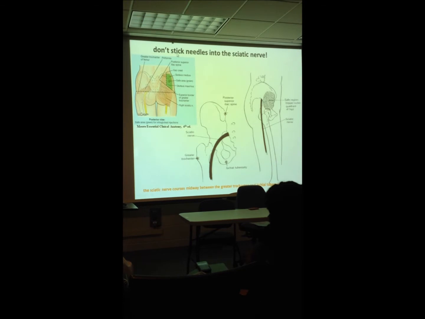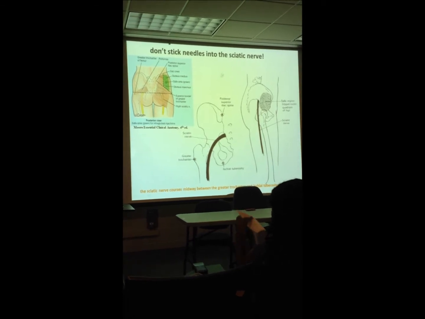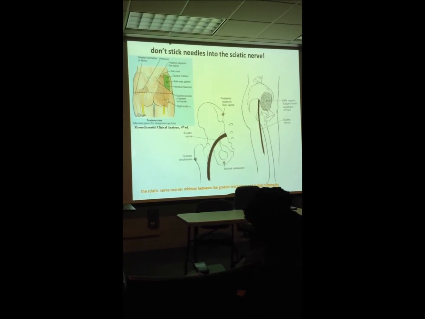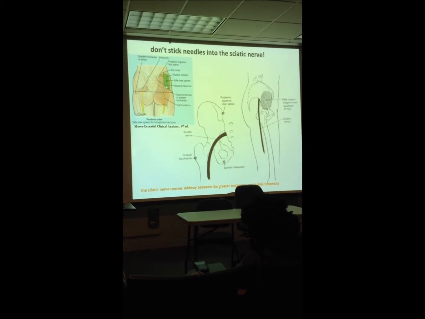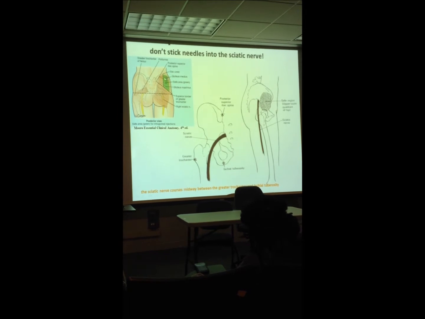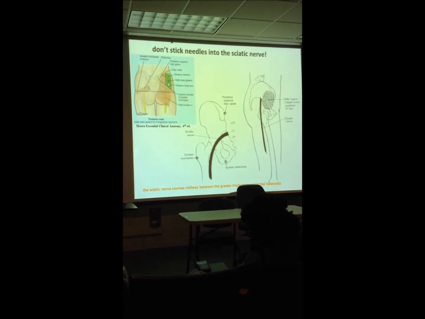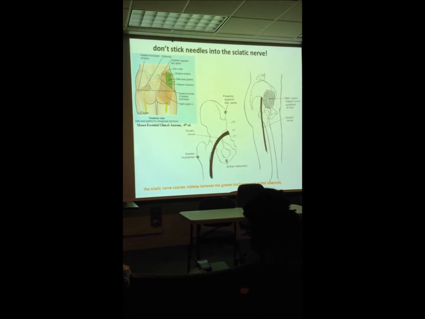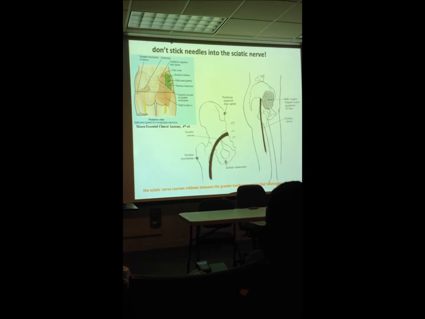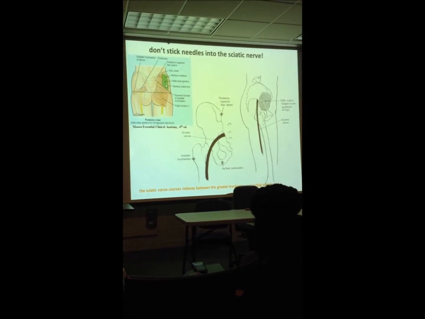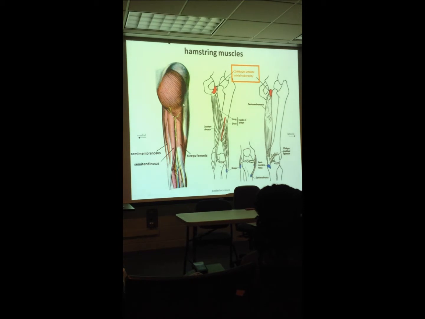The next one is don't stick needles into the sciatic nerve. Big problem. The safest place to put it is up and lateral, and that basically corresponds to the same place where the gluteus medius muscle is. We got gluteus maximus here, but if you incise it, that's where the gluteus medius would be. So you stick the needle up high and lateral, where you would expect the gluteus medius to be. Okay? All right. Next one.